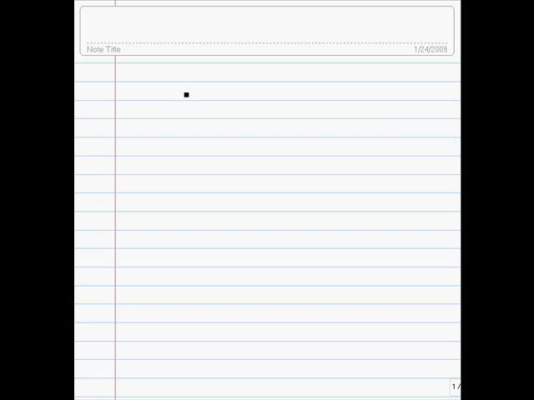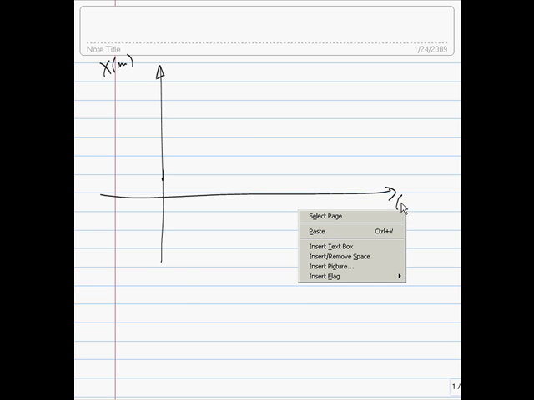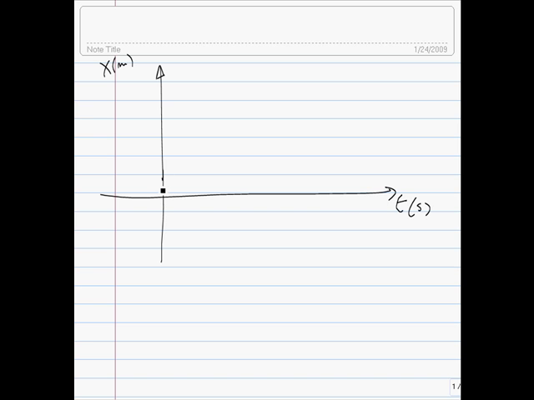Now let's practice and play a little more with those x versus t diagrams. Let's imagine we're given something like this.